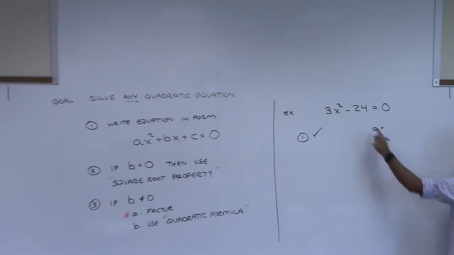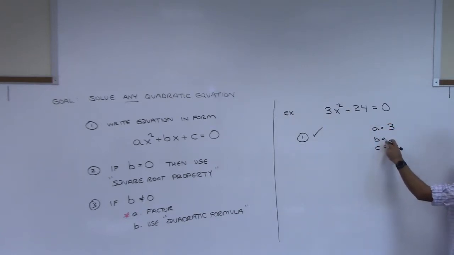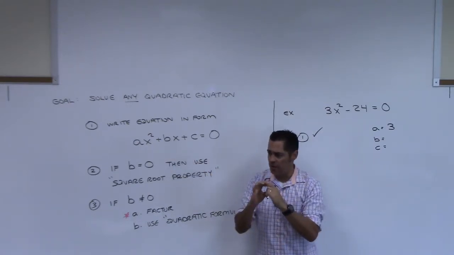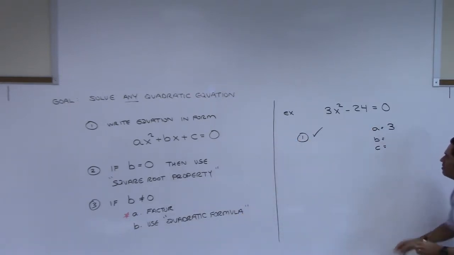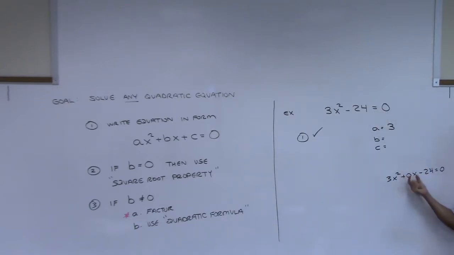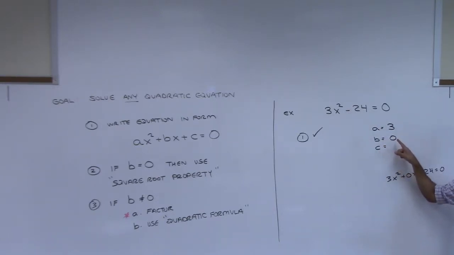A is 3, the number in front of x squared. B is the number in front of x. And there is no x, right? Which means there's a 0 in front of x. That's important. If you don't see an x, it's kind of like someone really wrote 3x squared plus 0x minus 24 equals 0. That is the same problem as this problem because that's really not there, right? So when you're missing an x, that's the case that b is 0. Make sense? And then what's c for us? Negative 24.